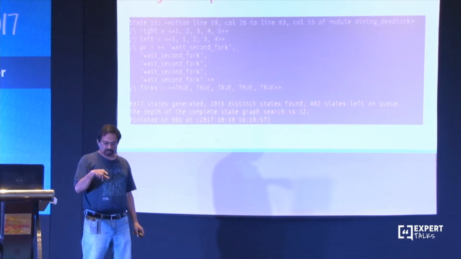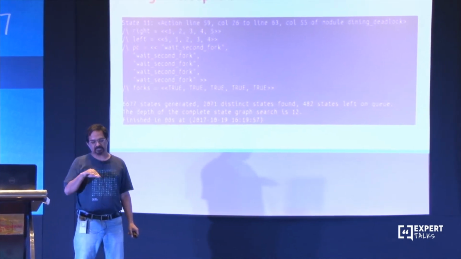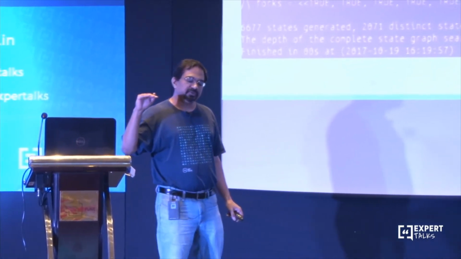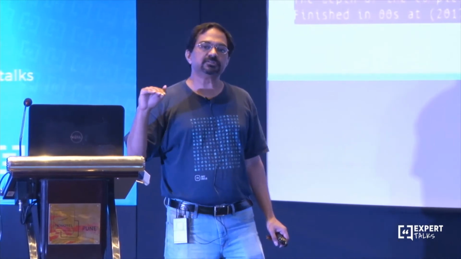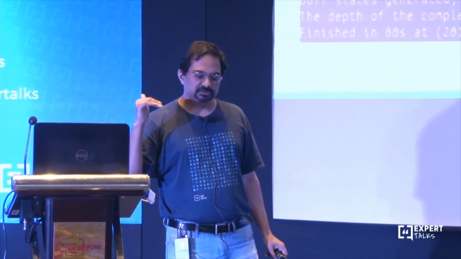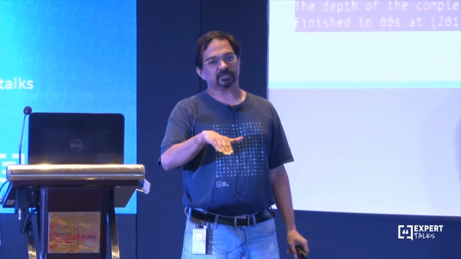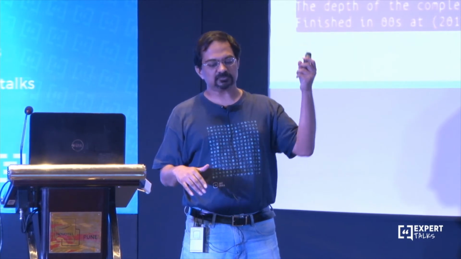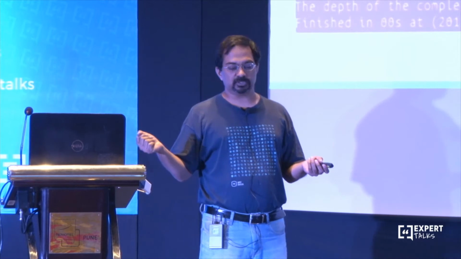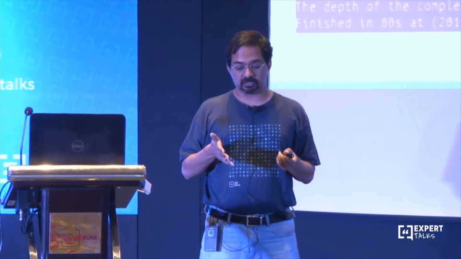At this point, if you look at the 4th to 9th line, it says PC equals wait second fork, wait second fork, wait second fork. PC here means the program counter. So TLC also prints the program counter for each of these actors in your system. So this is telling me that all the 5 philosophers are waiting for the second fork. Each of them has picked up the first fork and they're waiting for the second fork, and that's the deadlock because nobody else can do anything. So TLC has actually verified that this system will deadlock.